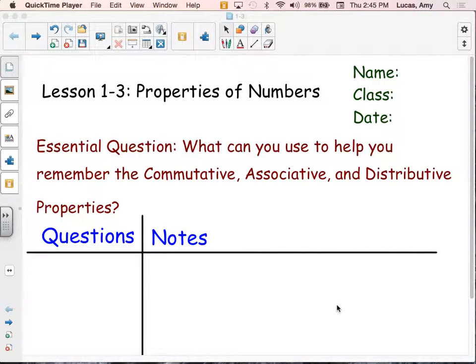Lesson 1-3, Properties of Numbers. Our essential question is what can you use to help you remember the commutative, associative, and distributive properties?